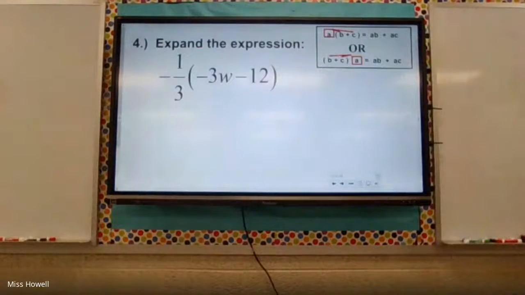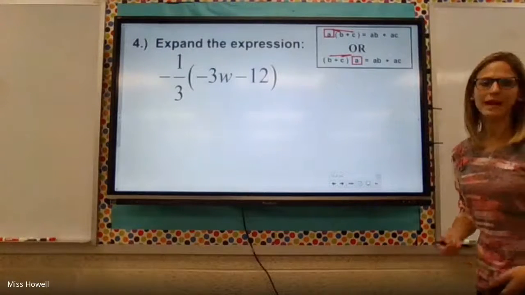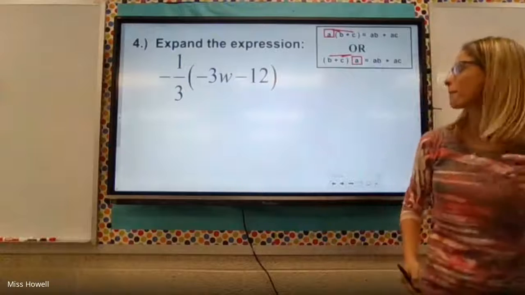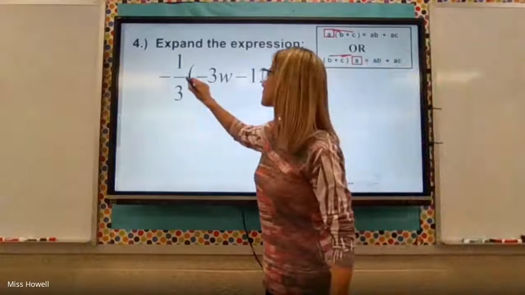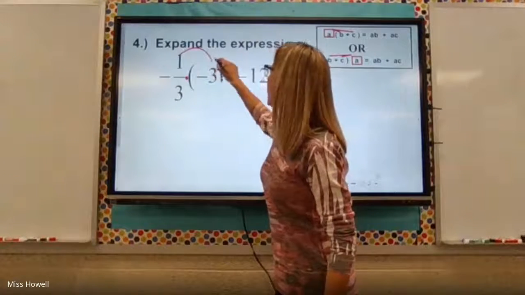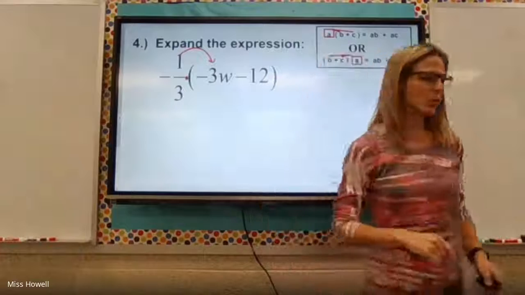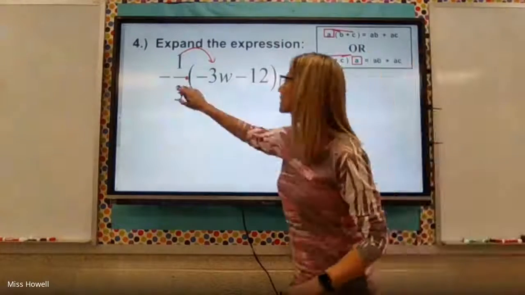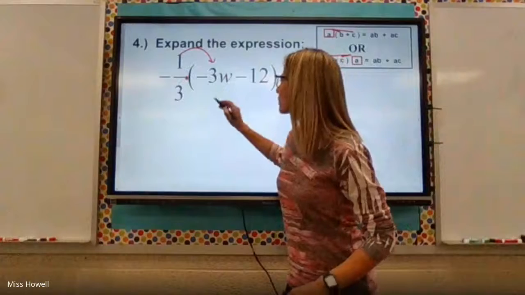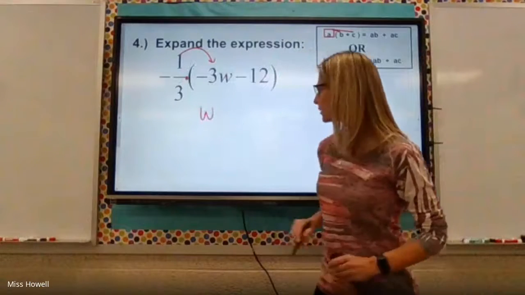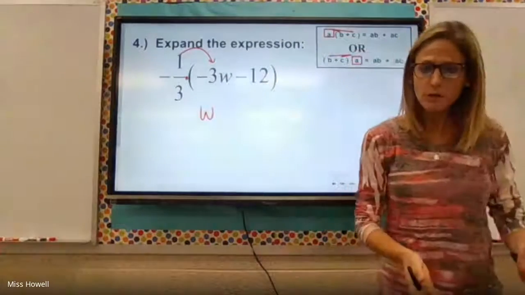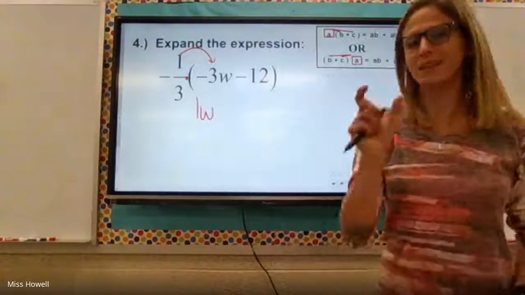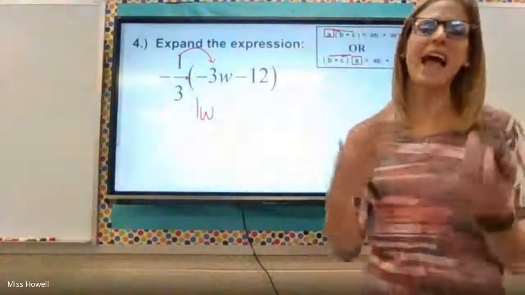All right, number 4, we want to expand using our distributive property. Negative 1/3 times negative 3w minus 12. We'll take this and multiply here. A negative times a negative here is going to give us a positive, in this case, a positive 1. So negative 1/3 times negative 3 is positive 1 times w, which we can write just as a w, or we could put as a 1w. Those are exactly the same. A letter with no number in front of it is actually a 1.